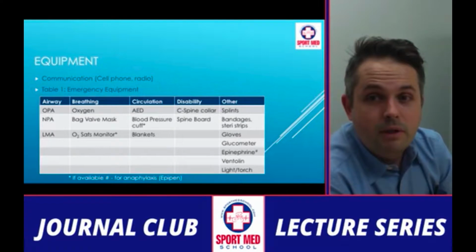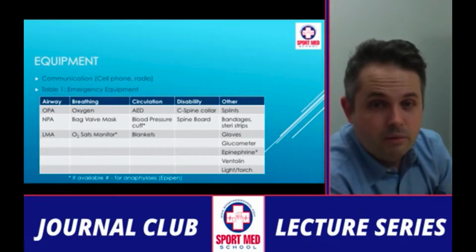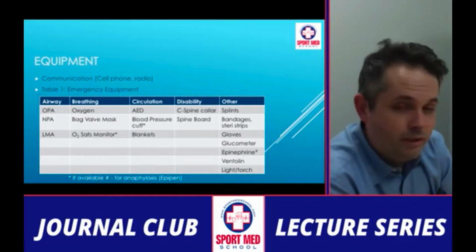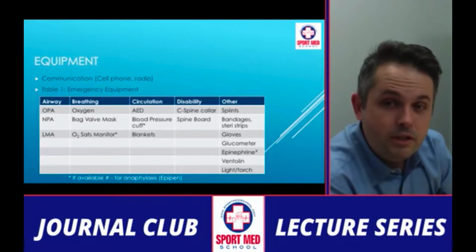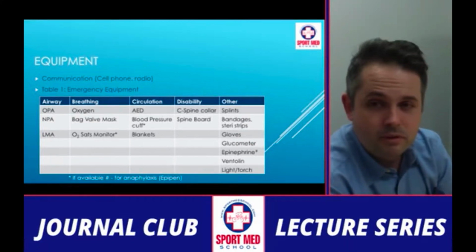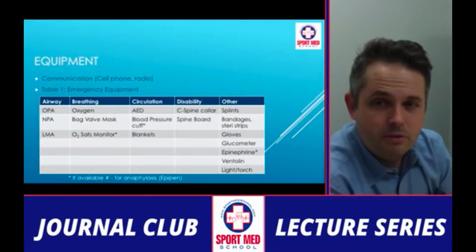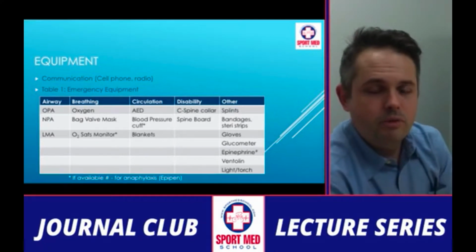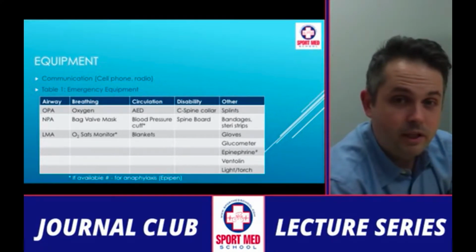The other one I talk about is having a blood pressure cuff. Obviously it gives you more vital information and allows you to monitor the patient. The same thing with the O2 sats monitor. Blankets from a keeping-them-warm perspective. These are some of the more conservative management and reassuring things for athletes when you're awaiting transfer of care.